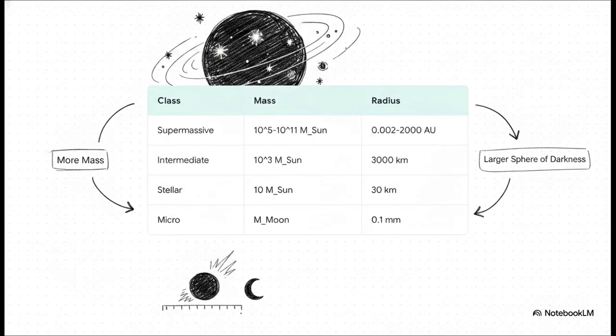So the crucial takeaway here is that a black hole's mass directly and linearly dictates the physical size of its event horizon, its Schwarzschild radius. On the top end of the scale, we have supermassive black holes. These are millions to billions of times the mass of our sun, with radii that can literally stretch across entire solar systems. Then down at the bottom, we have theoretical micro black holes, which could have the mass of our moon, but a radius of just a fraction of a millimeter. Basically, the more massive it is, the larger the sphere of darkness it casts.